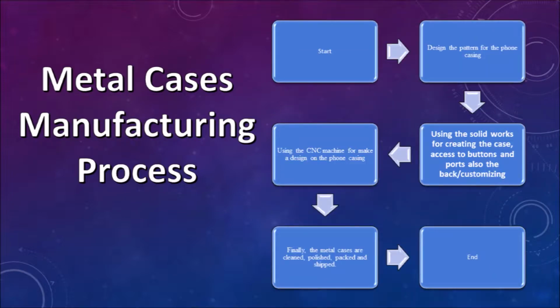Metal case manufacturing process. We start, then design the pattern for the phone casing, then using SolidWorks for creating the case, then using the CNC machine to make a design on the phone casing. Finally, the metal cases are cleaned, polished, packed and shipped, and end.